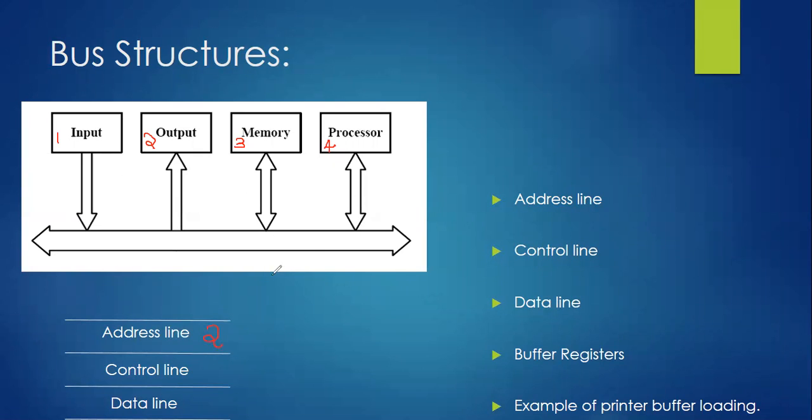After the decoding of the address, we have a match for the output unit because we have a 2 over here. Here also we have a 2. Fine. Then later the output unit will go through the control line.